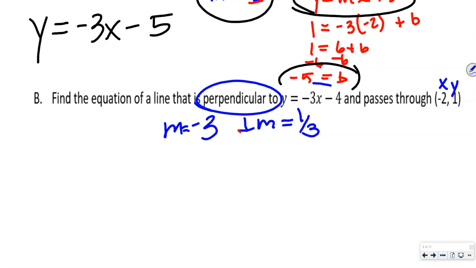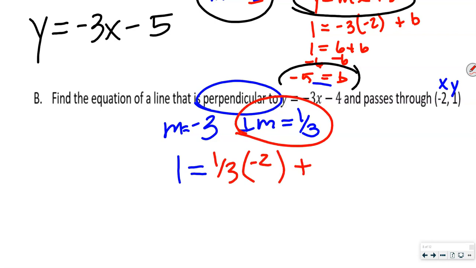So we're using our equation y equals, so that's 1 equals, our new m, see our new m, don't forget this, 1/3 times our x, which is negative 2, plus our b, okay? So now here again, remember, this is negative 2 over 1. So we're going to multiply across the top and across the bottom. So this is going to be 1 is equal to negative 2/3 plus b.